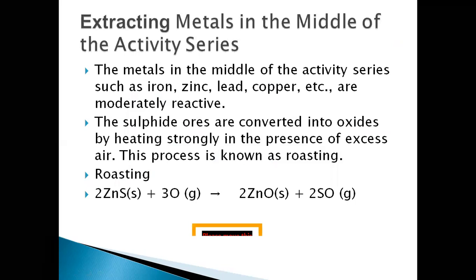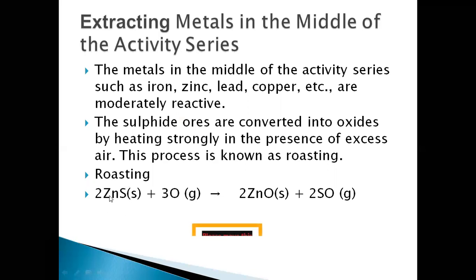Now extracting metal in the middle of the activity series. Before it was very low reactivity, and this one is a middle reactivity. So the processes are roasting and calcination. We have studied in the mind map, or we can say chart classification. The metals in the middle of the activity series such as iron, zinc, lead, copper are of moderate reactivity. So sulfide ores are converted into oxides by heating strongly.